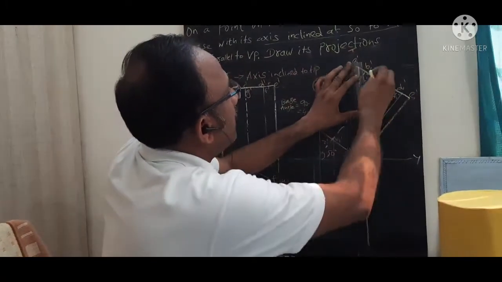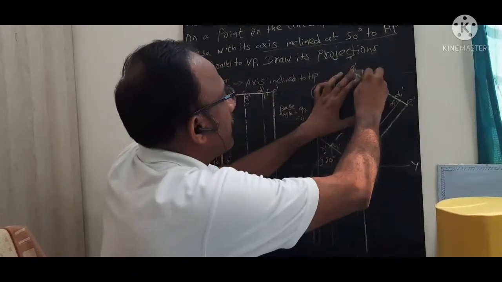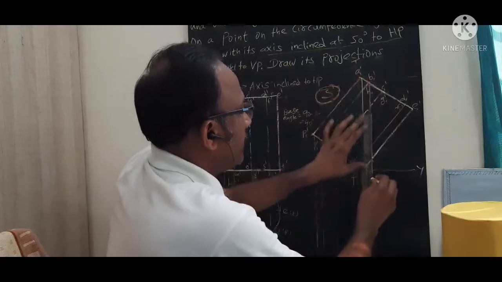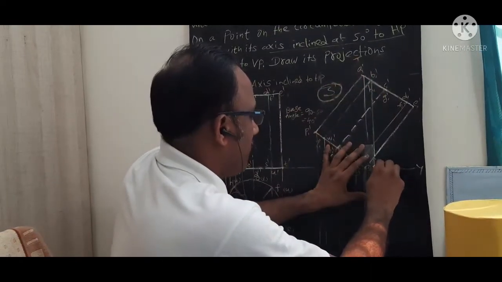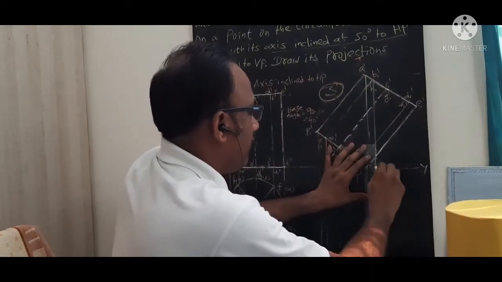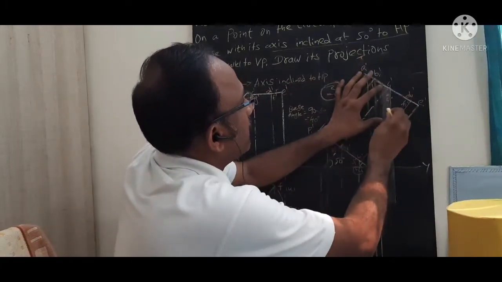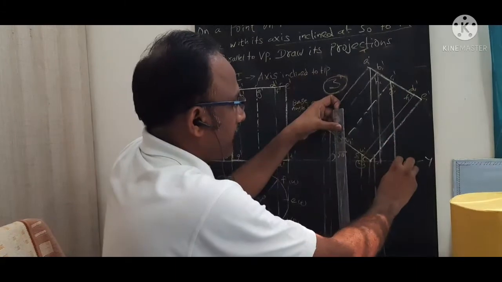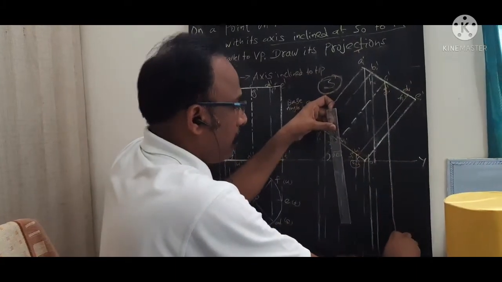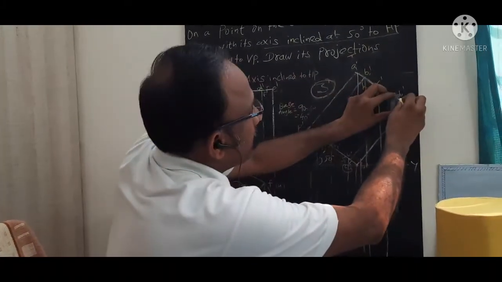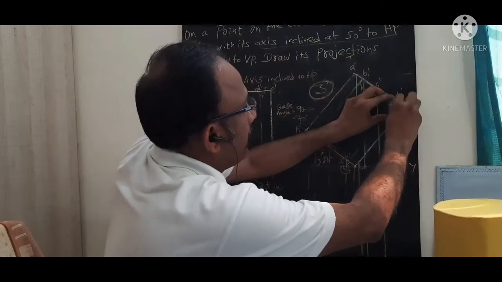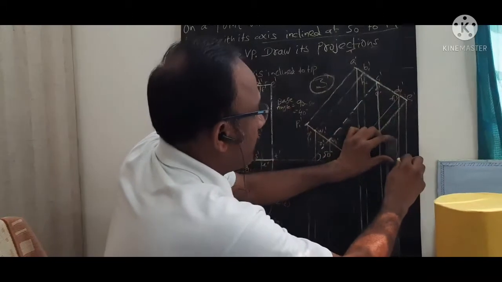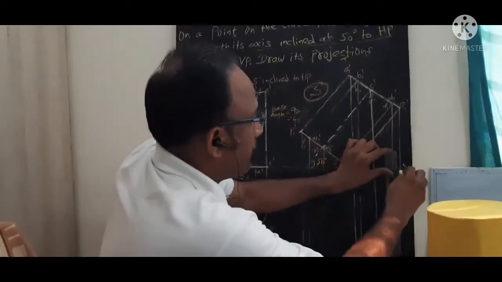From all the points we marked in the front view, projectors are to be drawn for getting the final top view. We are going to draw the final top view, for which you need to draw the vertical projectors from all these points. These points also you need to draw, and the last point. So all these vertical projectors you need to complete.